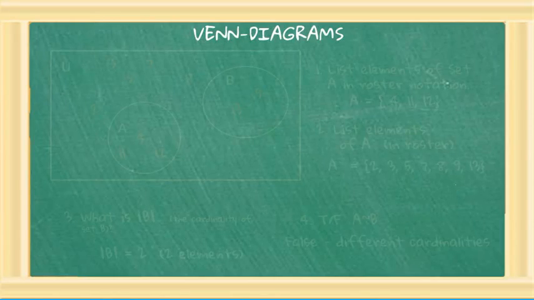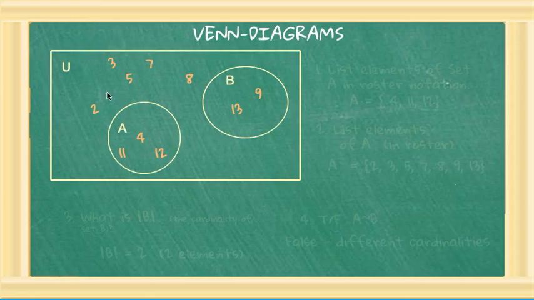Okay, now that we've talked about sets and roster sets and the cardinality of sets and sets being equal or equivalent, let's look at something called a Venn diagram as a way to demonstrate what is contained in each set in a visual way.